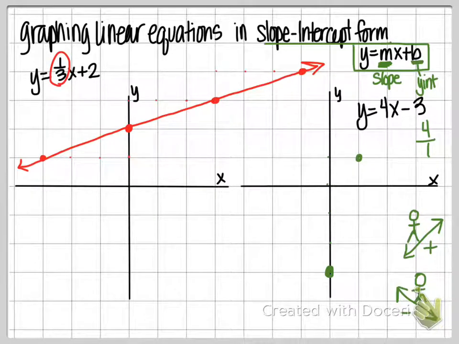And my graph isn't quite big enough to do any more here. But if I went from the y-intercept down 4, then I'd go to the left 1. From this line again, up 4, 1, 2, 3, 4, and to the right 1. And there's our line.